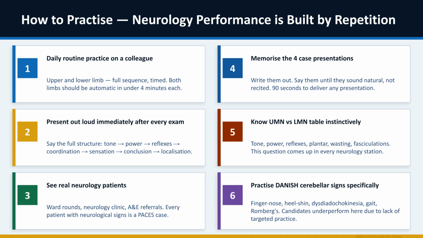Number 5. Know your upper motor versus lower motor neuron table cold. Every PACES examiner will test this. Tone, spastic versus flaccid. Reflexes, brisk versus absent. Plantar, extensor versus flexor. Wasting, absent versus present. Fasciculations, absent versus present. Know all of these instinctively. Number 6. Practice the cerebellar signs specifically. Finger nose, heel shin, dysdiadochokinesia, gait, Romberg's. These are distinctive and rewarding to demonstrate well, and many candidates underperform here simply through lack of practice.